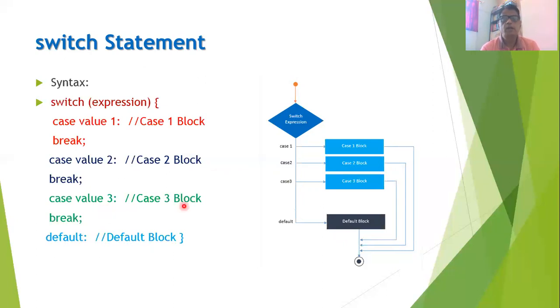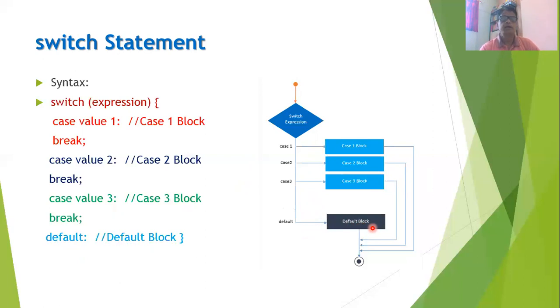If none of these values matches, then a programmer may write a default block. The default block will not have any condition or matching of value, and this default block will always be executed. That is, finally, if none of the values matches, then this default block statement will be executed. So this default block is not a compulsory part; it is an optional part.